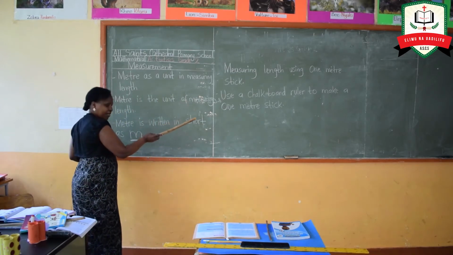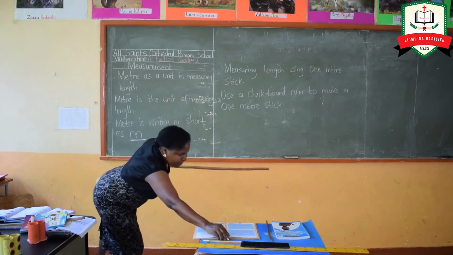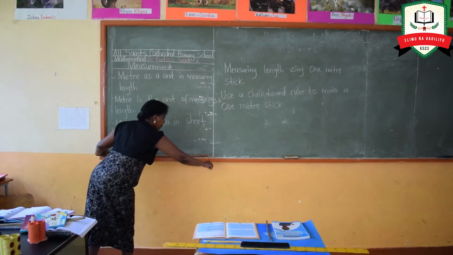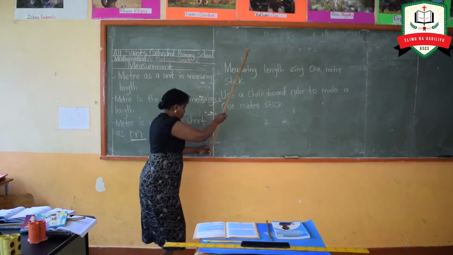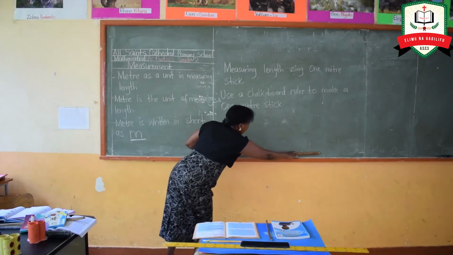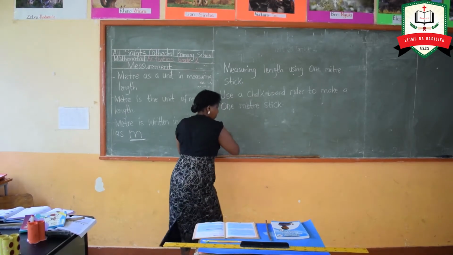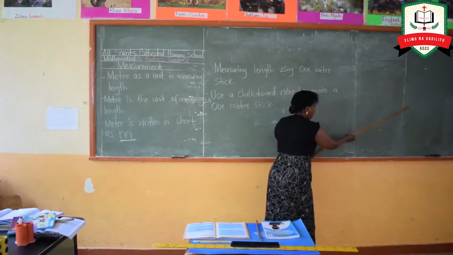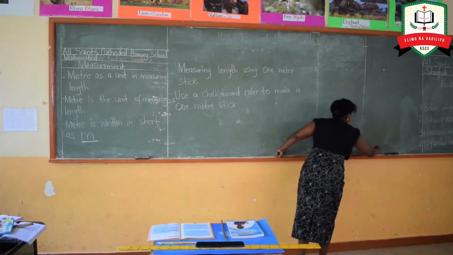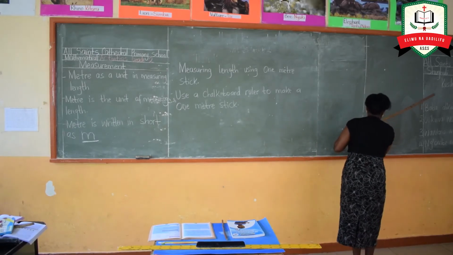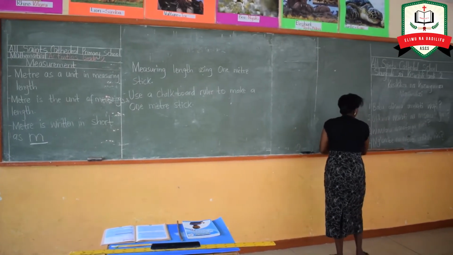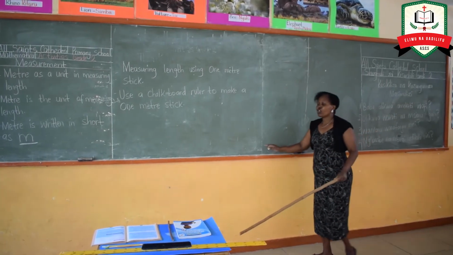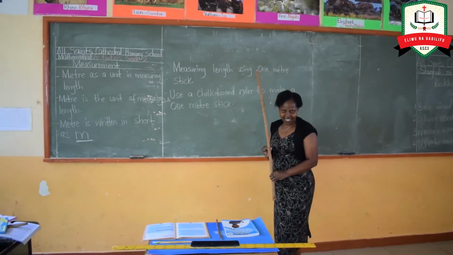Okay, boys and girls? Now, can you go with me? Maybe I need a chalk to put a mark. So, say 1. I move here. Move this. 2, 3, 4. So I can say approximately my chalkboard is 4 meters long.